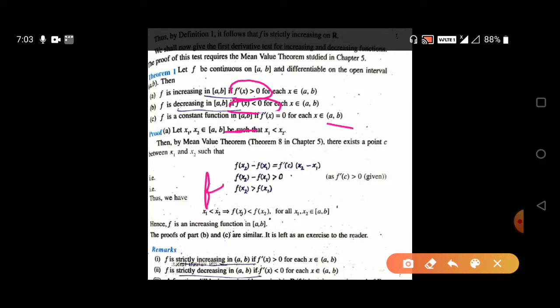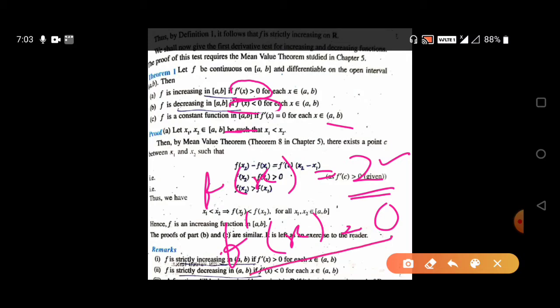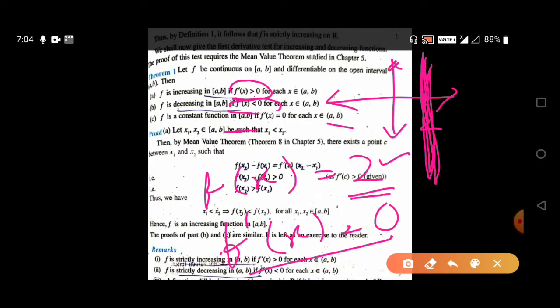Now if we consider the function, suppose f(x) is equal to 2, then f dash x will be what? 0. d/dx of 2 is 0 because 2 is a constant. So since f dash x is 0, f is a constant function. Now if we draw the graph of f(x) equal to 2, somewhere it is 2, then the graph will be like this. This is a constant function, and the graph will be like this. So it is neither increasing nor decreasing.